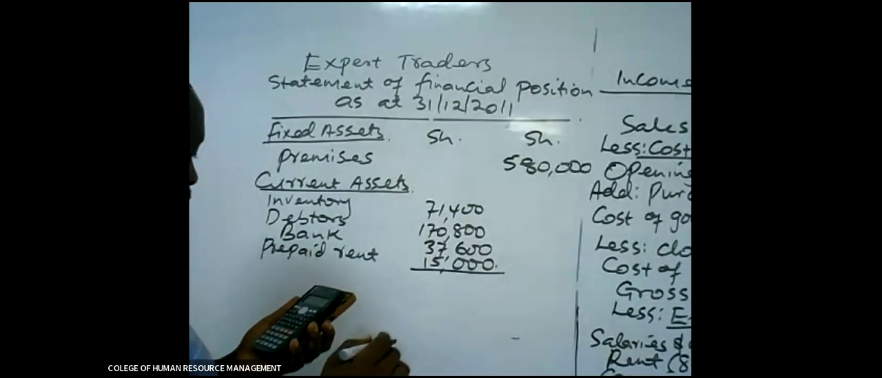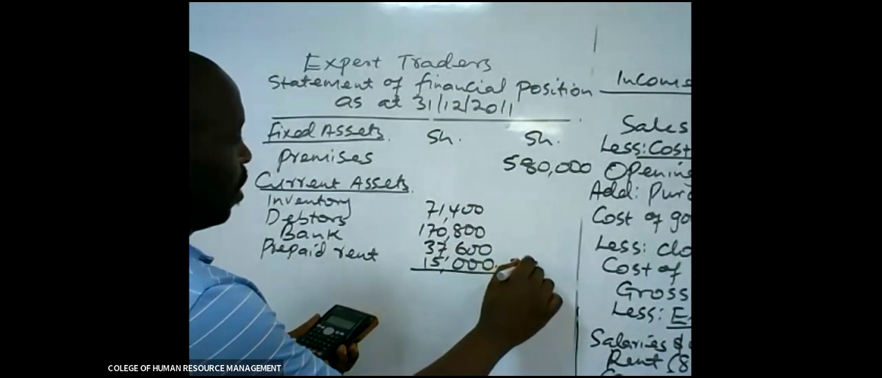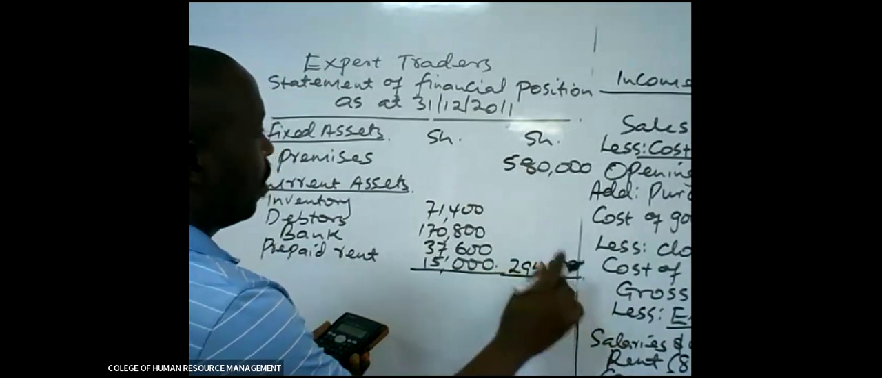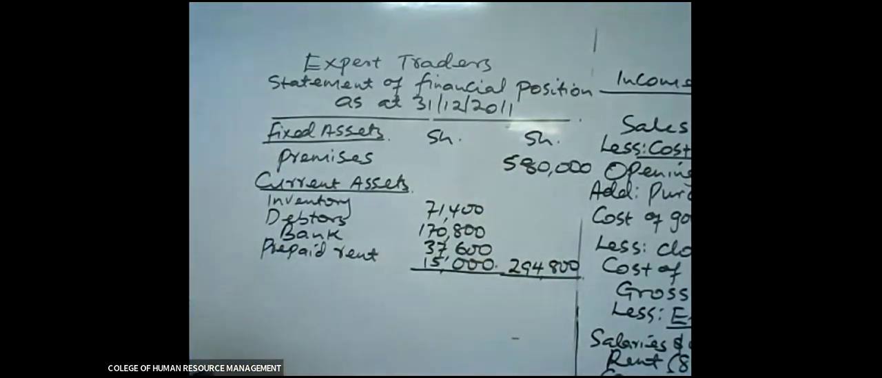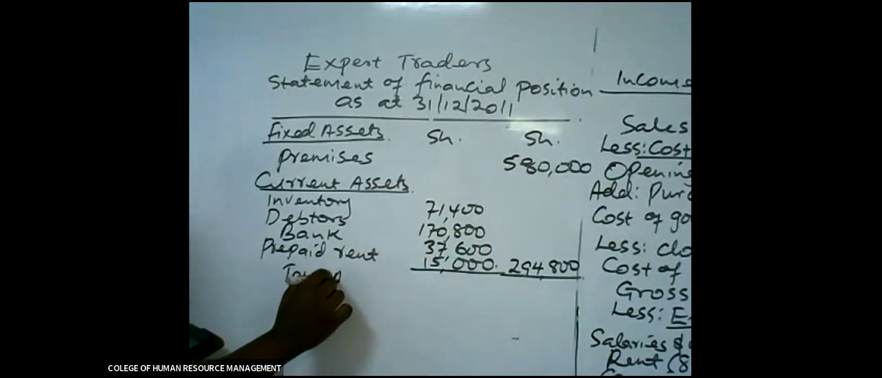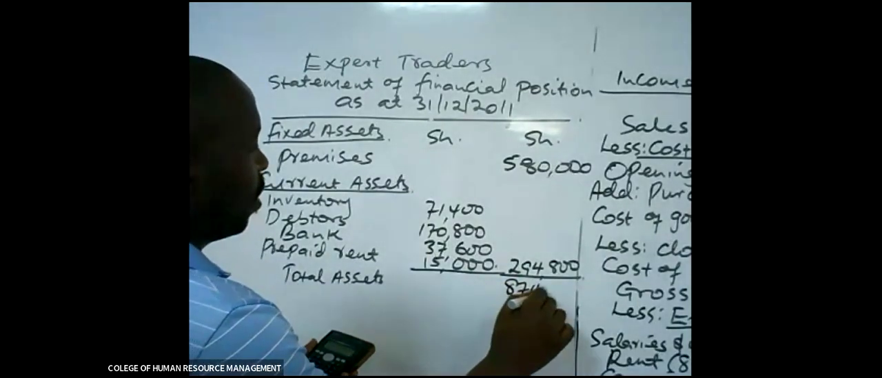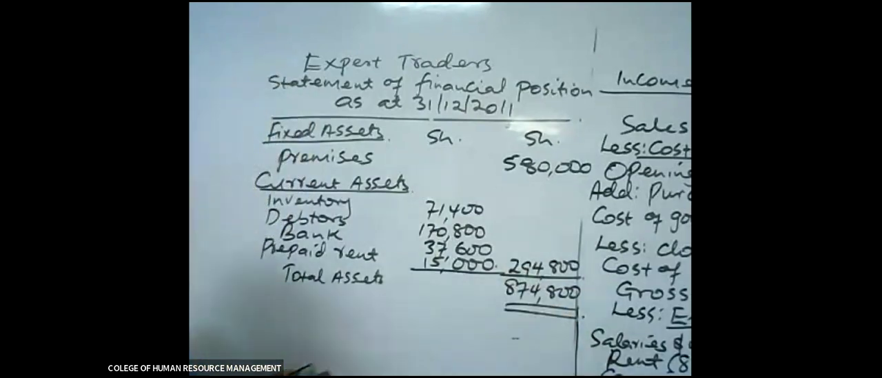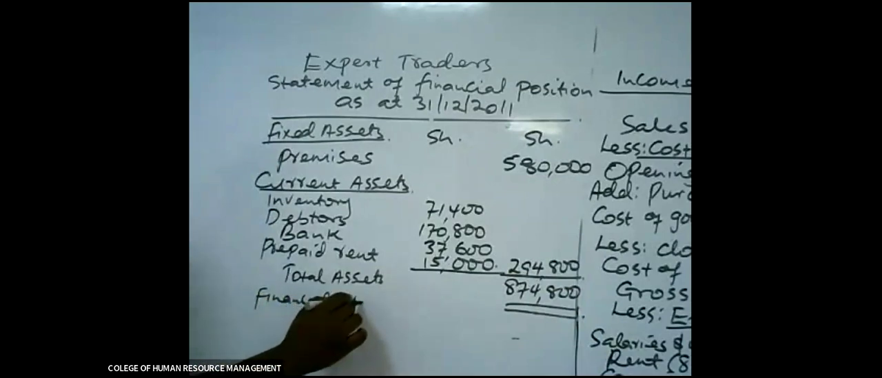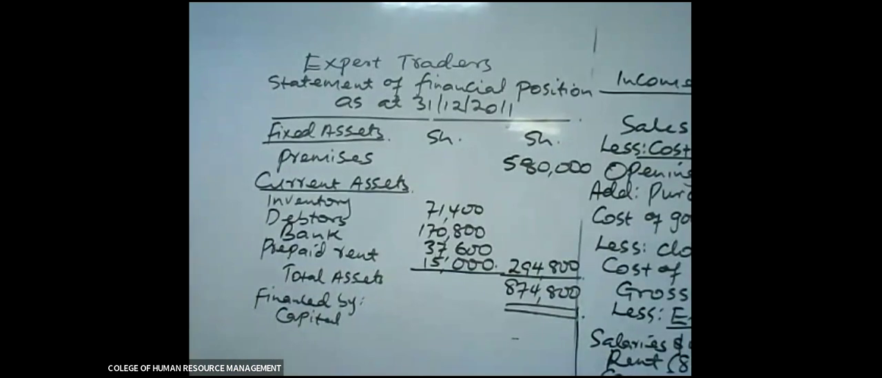I'm getting 294,800. So fixed assets plus the current assets will give you total assets, 874,800. Close with the double lines. Then you come here and you say those assets were financed by capital, and the figure for capital is 620,000.